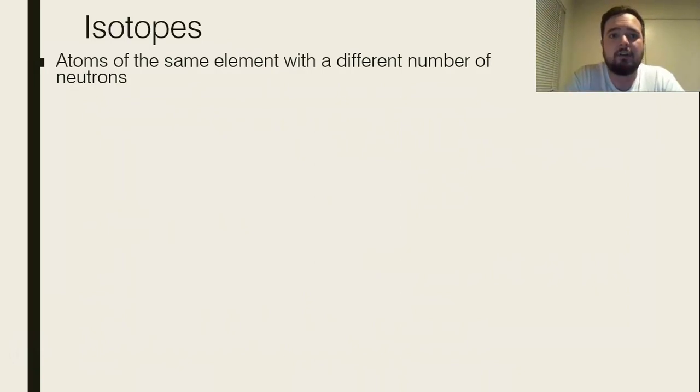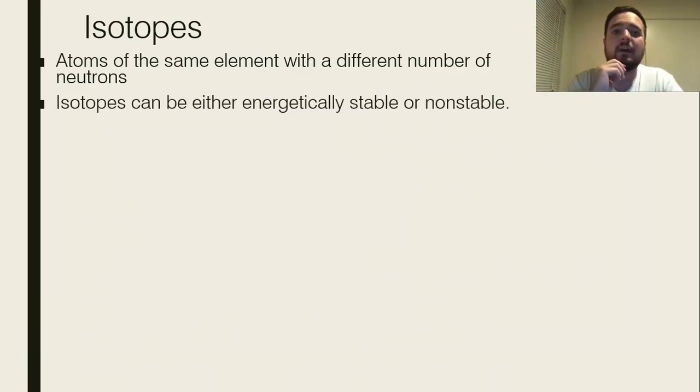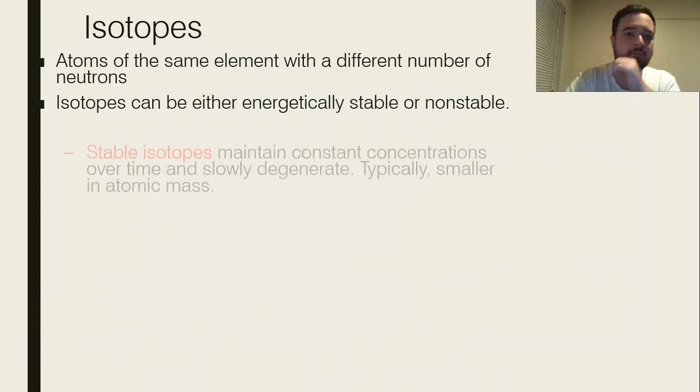Isotopes are atoms of the same element with a different number of neutrons, which means that all the atoms of the same element have the same number of protons, but they have a different number of neutrons, which means, based off what we found in the basics of atomic structure video, they have different mass numbers. Isotopes can be energetically stable or non-stable. So the atoms of isotopes can be stable or non-stable.